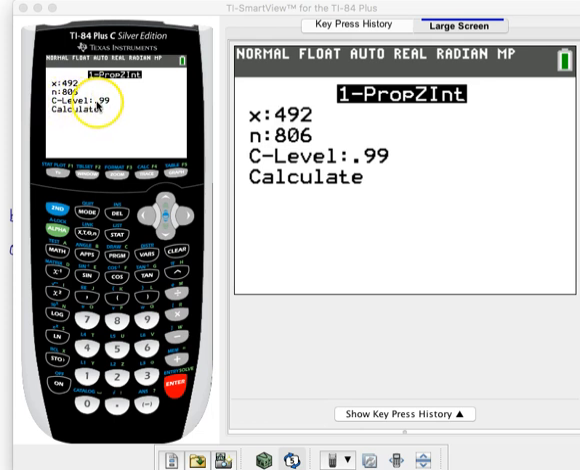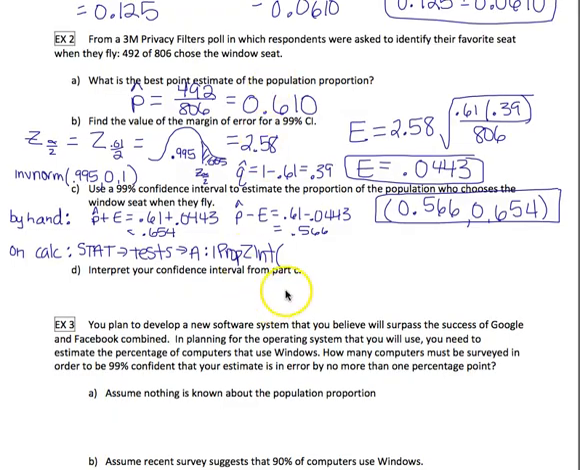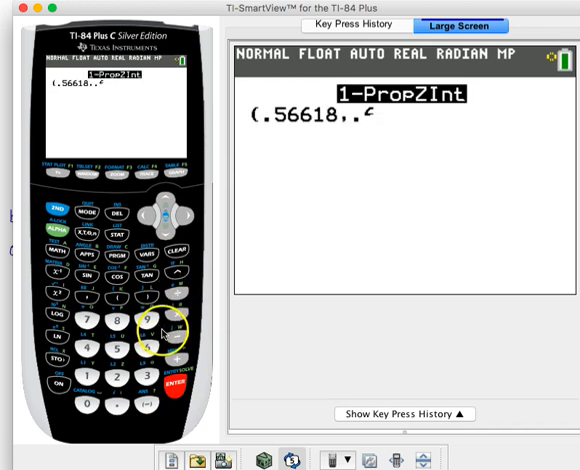Confidence level, you always just give the percentage as a decimal. So in this case, 0.99. Once we do that, I'm going to go back over here and just type that in because this is how you would write it on your paper. 492, 806, .99. Now, of course, if you're using the calculator, you'd really only need this part. You don't need to write out stat tests choice A. That's just in your notes so you remember how to find it. Once you have this, then you can go ahead and press calculate.